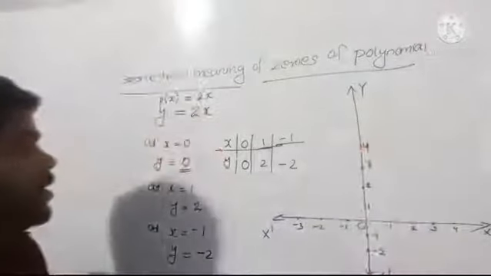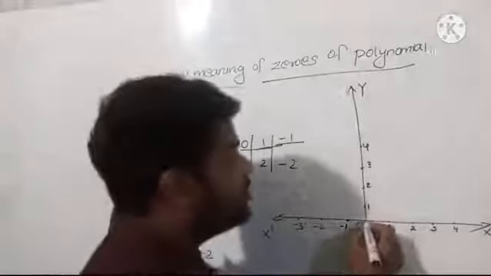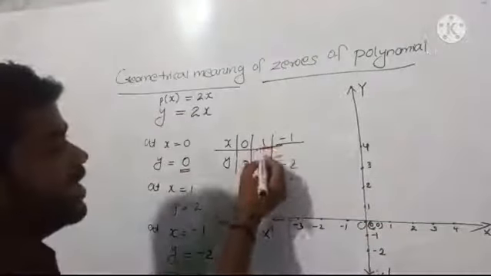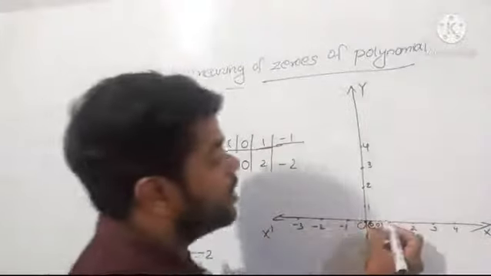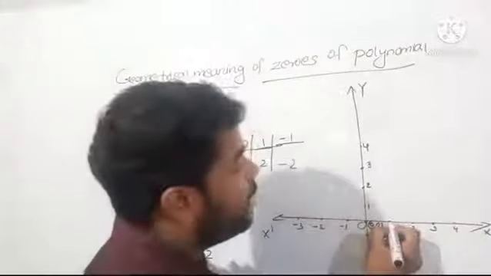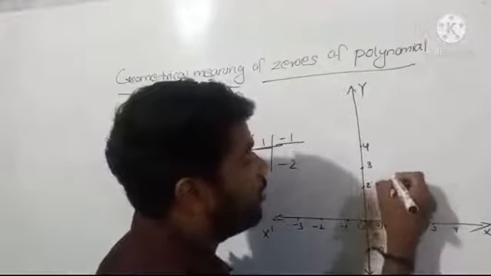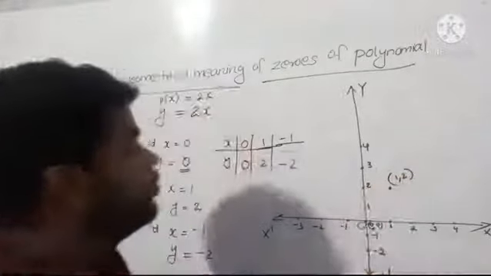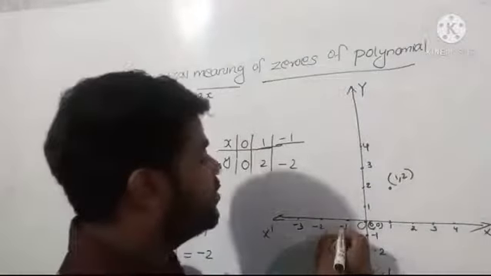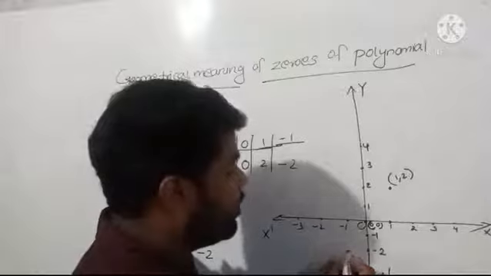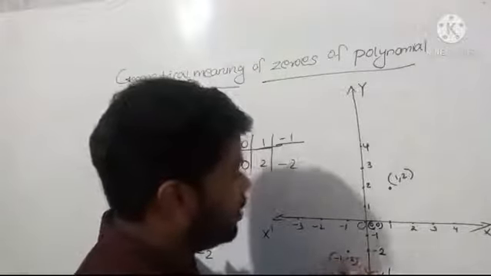Taking 1 unit each, we mark 0, 0 as this point. So it is the ordered pair 0, 0. Then 1, 2: x-axis 1 is this point and y-axis 2 is this point, so these two intersect at this point. That is the ordered pair 1, 2. Then the ordered pair minus 1, minus 2: x-axis minus 1 and y-axis minus 2. So this point is the ordered pair minus 1, minus 2.